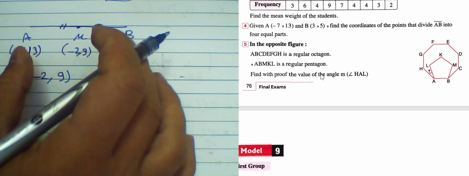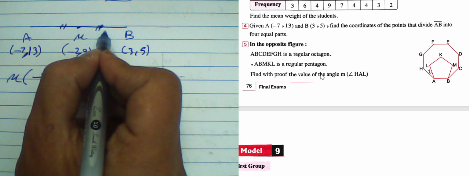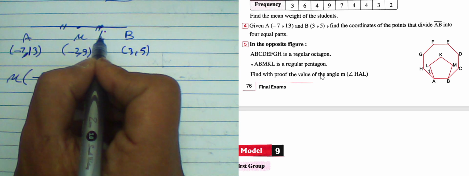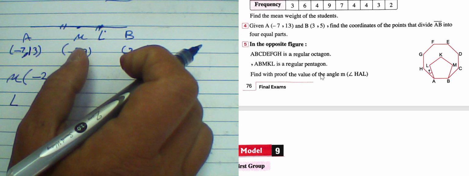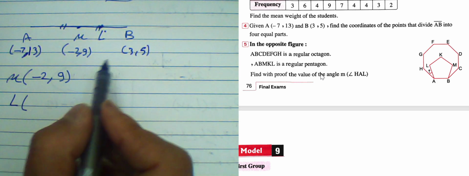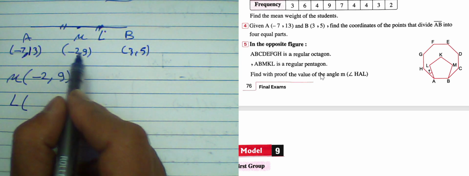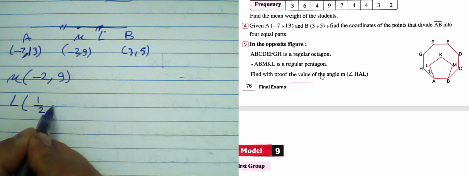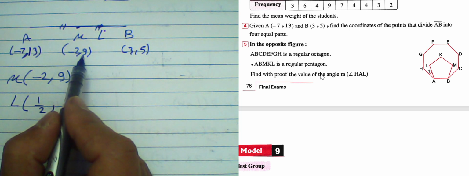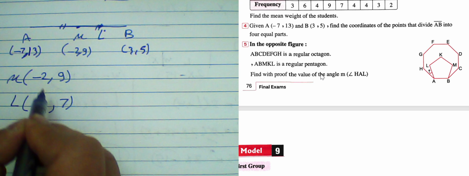It's the midpoint of A and B. Put this point L. Okay, put the point L, the midpoint between M and B. And then find the rule. 3 plus -2 will be 1. 1 over 2 will be half. And 5 plus 9, 14. 14 divided by 2, 7.